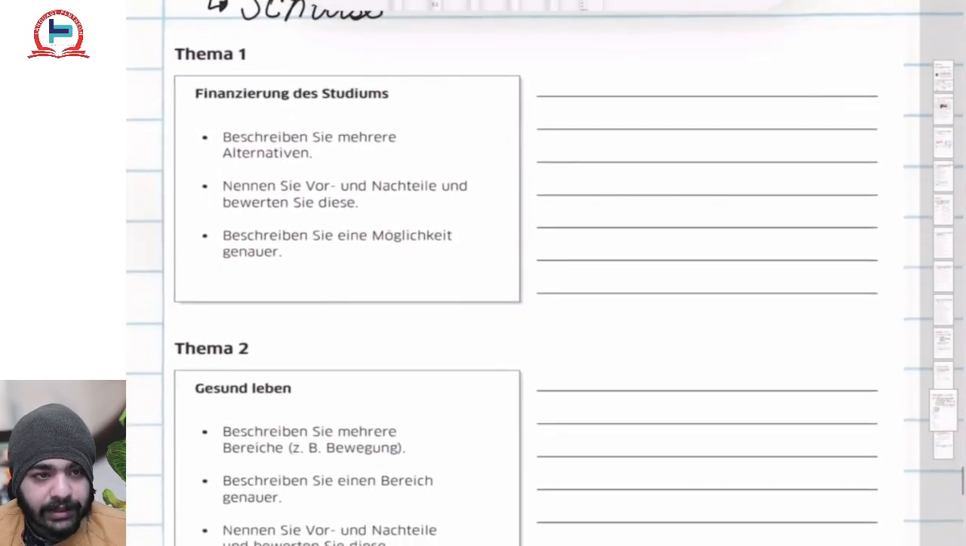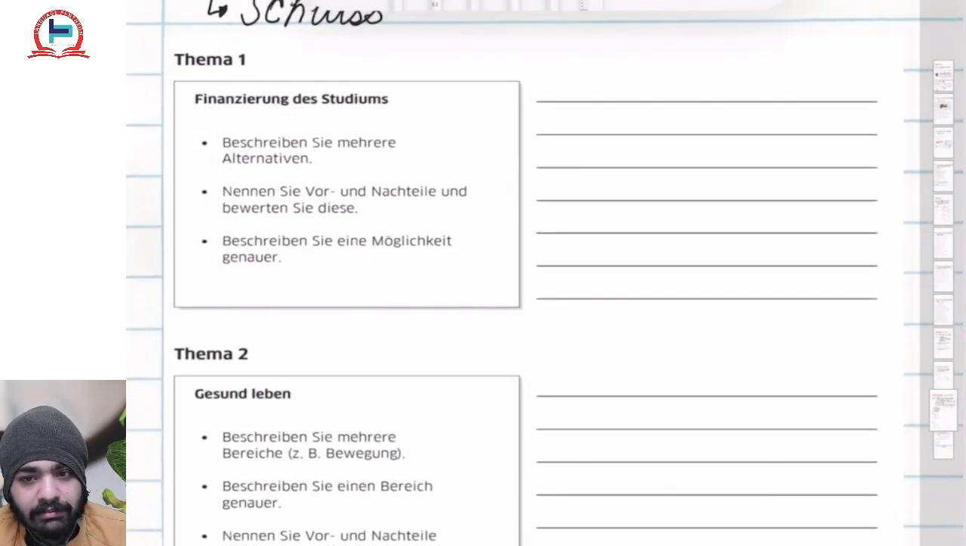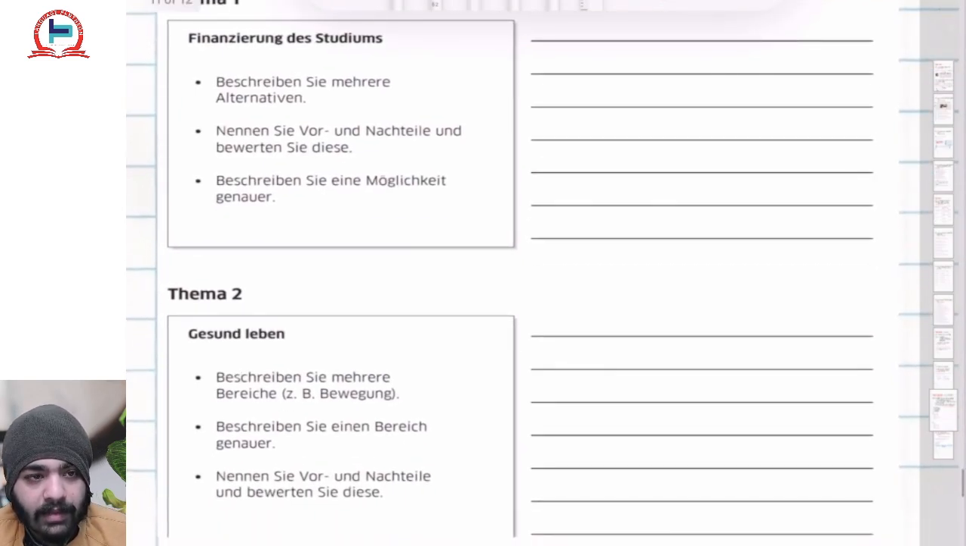let's take this for example. We get 2 themes like is shown here: Finanzierung des Studiums und gesund Leben. In both of these, they're asking me certain things. Beschreiben Sie mehrere Alternativen für Finanzierung des Studiums. Nennen Sie Vorteile und Nachteile und bewerten Sie diese.